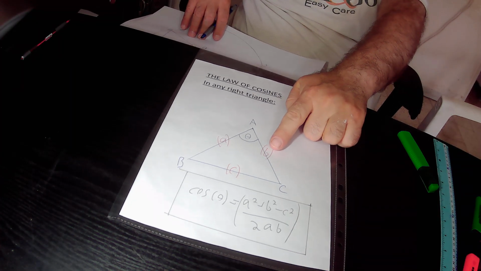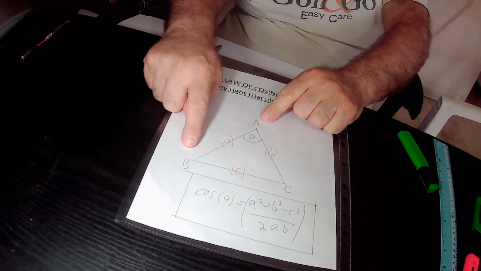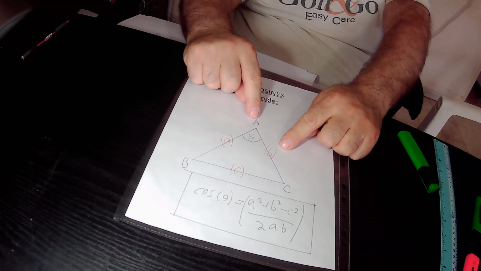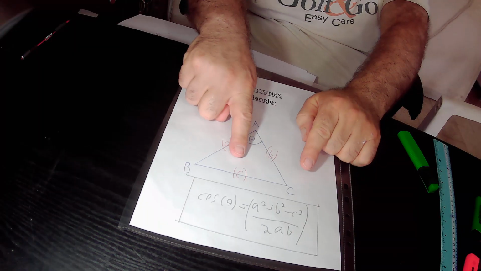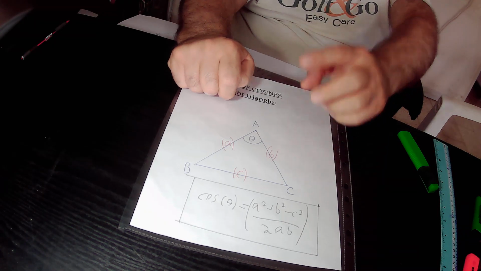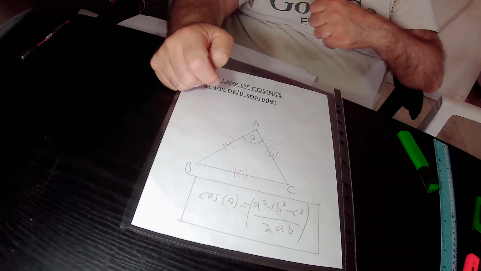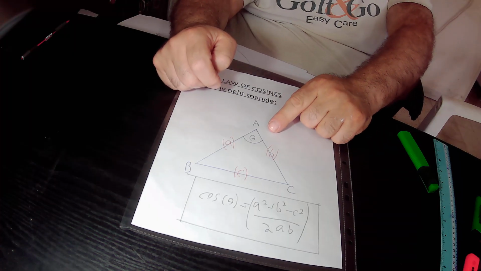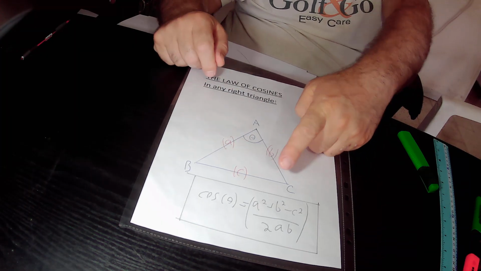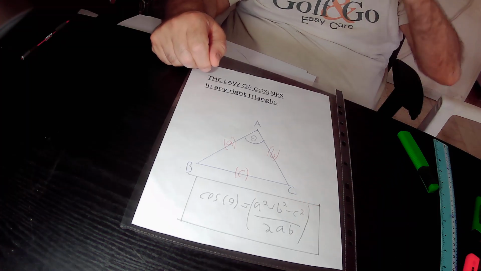This is triangle ABC, that could be any triangle. In triangle ABC, side AB is A units in length, side AC is B units in length, and side BC is C units in length. This is angle BAC, and its size is theta. The following equation will be true: cosine theta equals A squared plus B squared minus C squared over 2 times A times B. Again, cosine theta equals A squared plus B squared minus C squared over 2 times A times B.